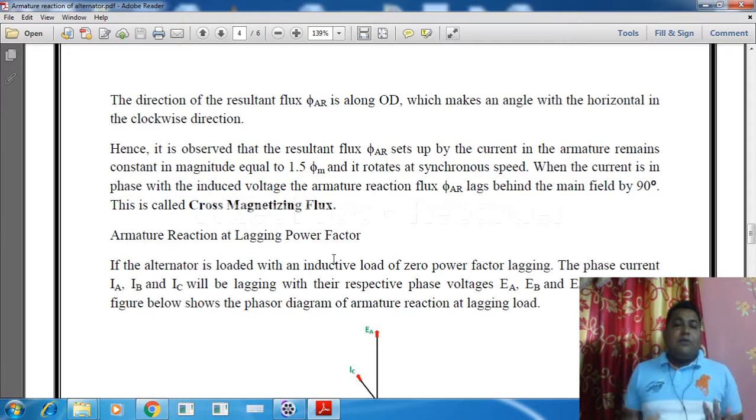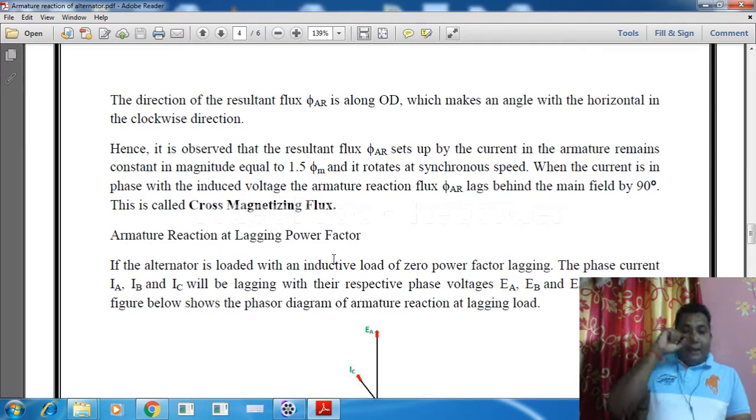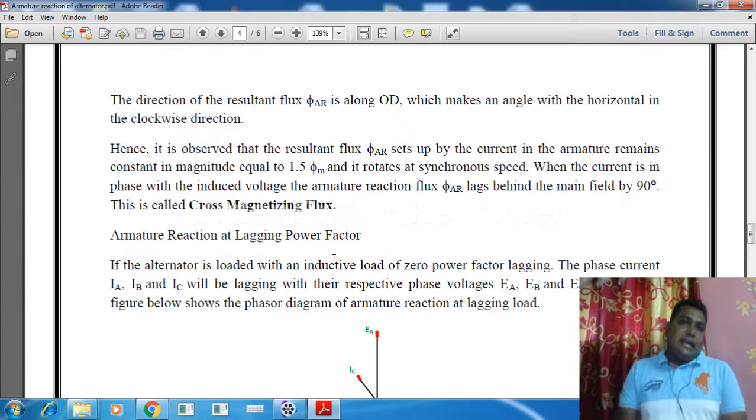That means what? Once again I am going to tell you. The resultant flux phi AR set up by the currents in the armature remains constant in magnitude, equal to what is the magnitude value? 1.5 times, that is 1.5 phi m, and it rotates at synchronous speed. When the current is in phase with the induced voltage, the armature reaction flux phi AR lags behind the main field flux by an angle of 90 degree. That is known as the cross magnetizing.